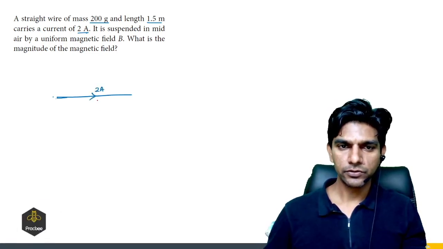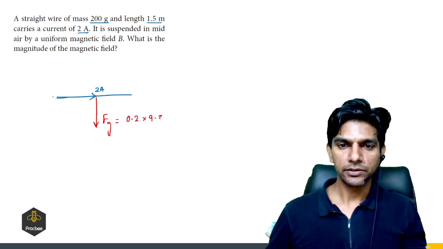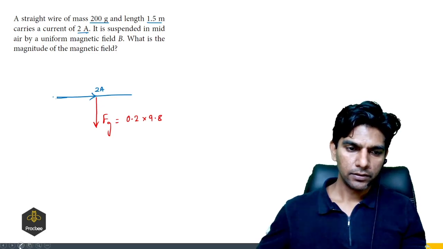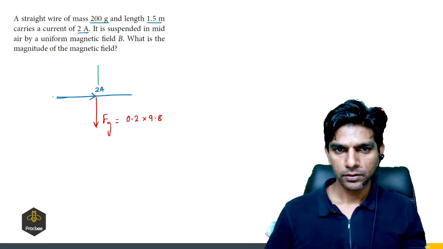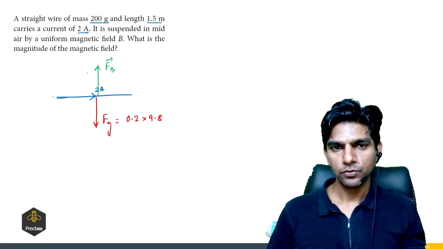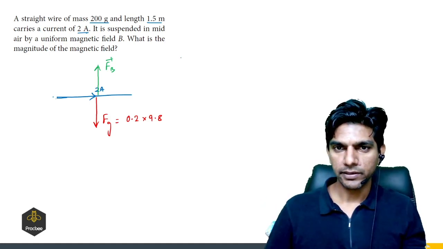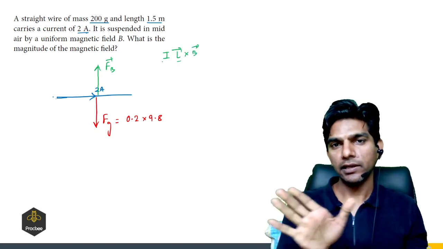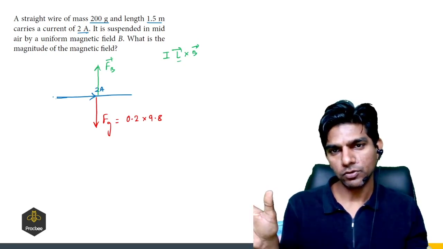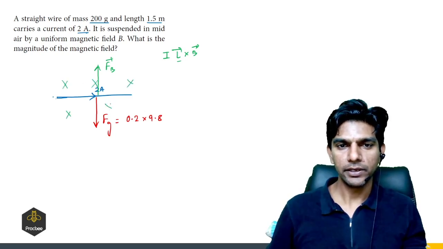Its mass is also given, so it means there will be a gravitational force, and this gravitational force will be 0.2 kilogram times the acceleration due to gravity. And to balance this gravitational force, the magnetic force has to be in the upward direction. So this is the magnetic force. To have this magnetic force, if current is in the right direction, and with the formula that we have seen, I L cross B, this L is in the direction of the current. So L is in the right direction. So the magnetic field has to be into the plane to have a force in the upward direction. So here the magnetic field is into the plane.